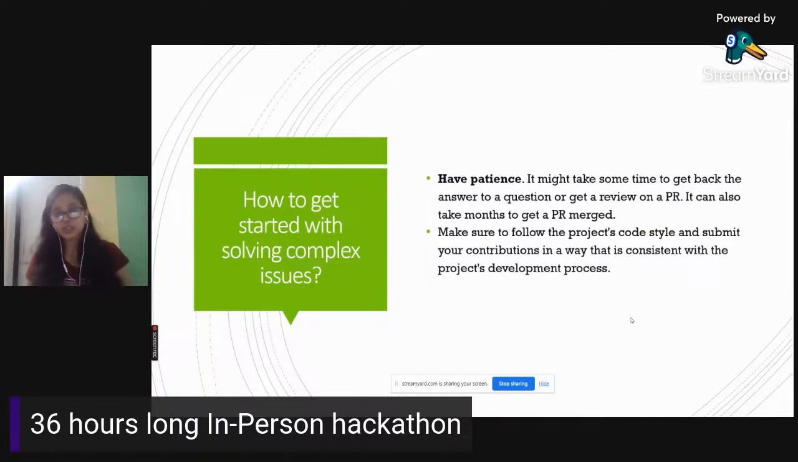And yes, in open source, in many communities, not all, most of the people are volunteering there and they have their own full time jobs. So it's very important that you have patience. It might take months for your PR to get merged, and it might take a few days to get a review on your PR. So please have patience. Like, don't give up easily. Have patience. Make small contributions regularly, and lastly, follow the project's code style, and submit your contributions in a way that is consistent with the development process.